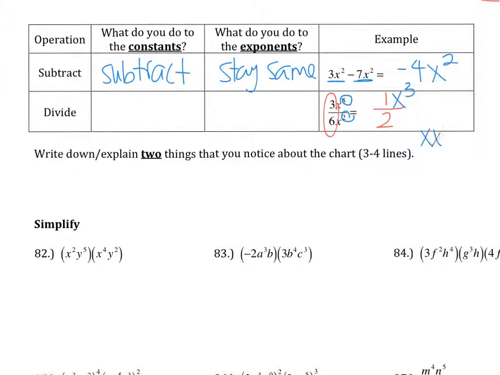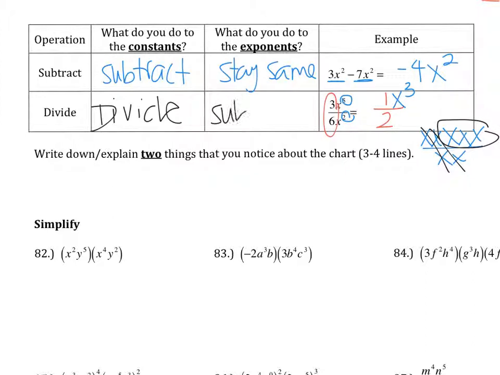Back in the beginning of the unit, we wrote out our x's, so there's 5 x's on the top, 2 on the bottom, and we simplified using that giant 1 idea to get 3 x's in the numerator, which are going to stay in the numerator. So when we divide, the constants are being divided, and then the exponents are going to be subtracted.